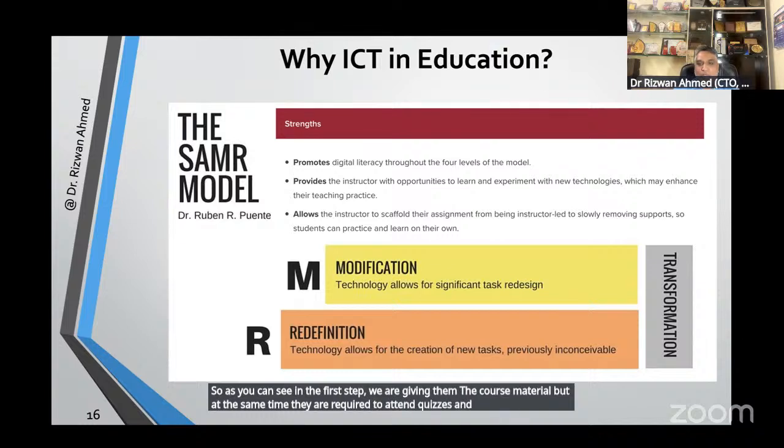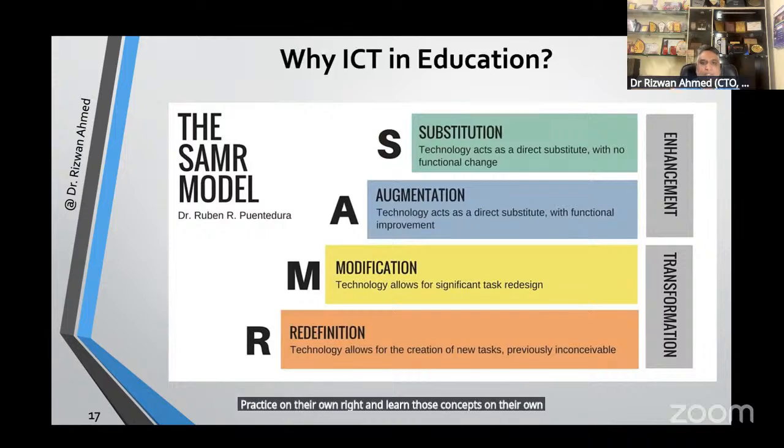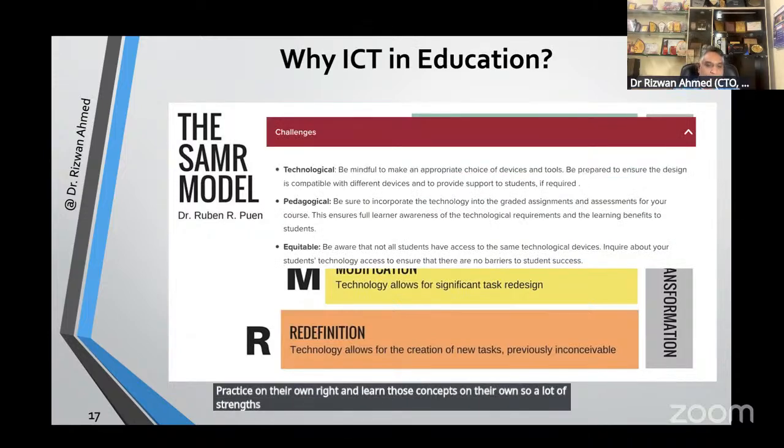And slowly we are going towards practical assignments, which help them practice on their own and learn those concepts on their own. So, a lot of strengths. Similarly, there are some challenges also, as we all know, because as instructors and teachers, we need to be very mindful when we select any technological tool.